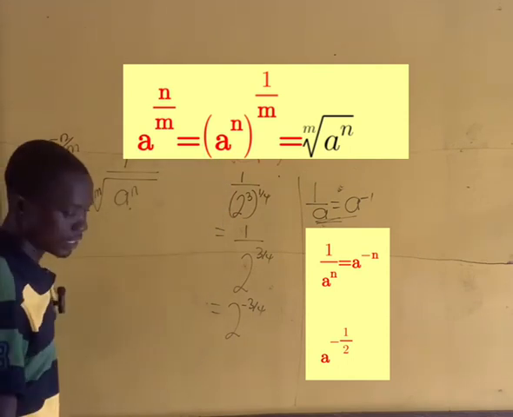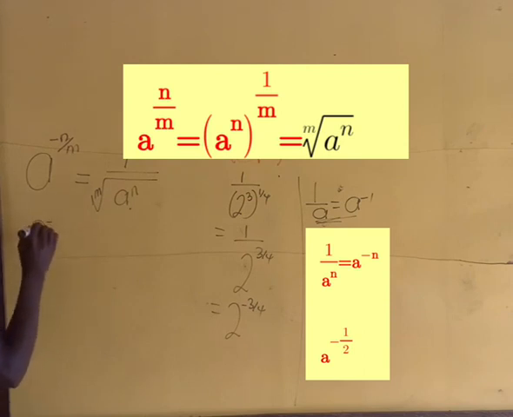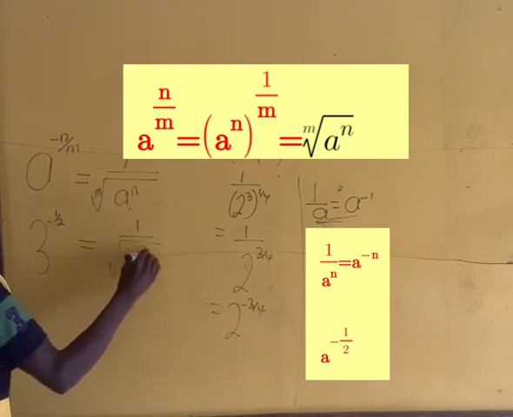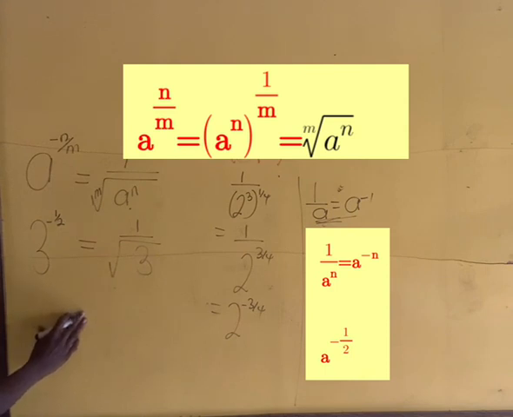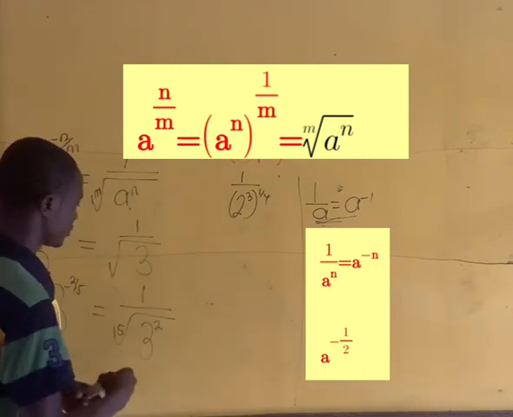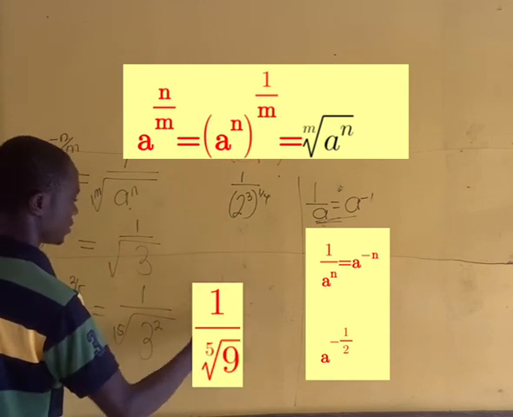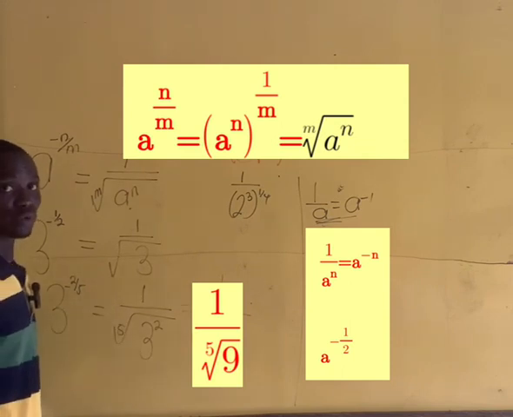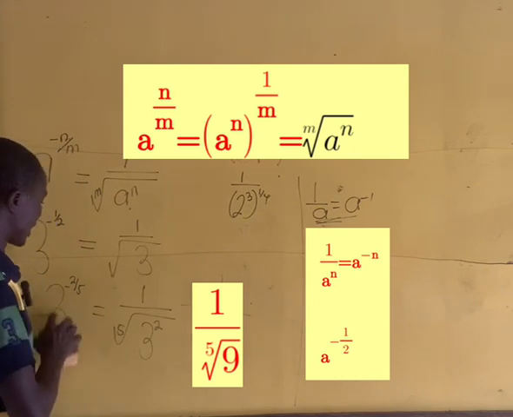So let's check this. If I have 3 exponent negative 1 out of 2, then this will give me 1 divided by square root of 3 in a very simple way, because we don't put the 2 here. If I have, let's say, 3 exponent negative 2 on 5, then I'm going to have 1 divided by the 5th root of 3 power 2, which gives 1 divided by the 5th root of 9. These ones are very good for differentiation. When you reach differentiation, these are very, very good. It helps you in dealing with differentiation, where these are variables.